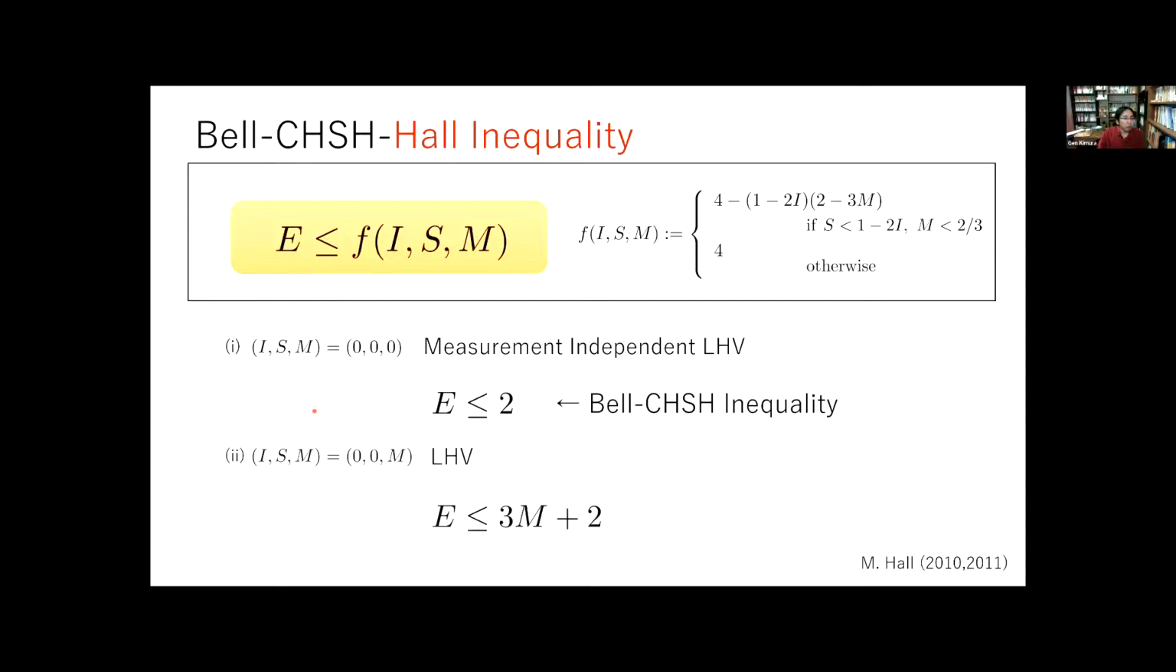But even if you stick to the local hidden variable or deterministic local models, if you relax the measurement independence, the CHSH value can exceed 2. So that implies that measurement independence is one of the essential assumptions that cannot be removed in principle.